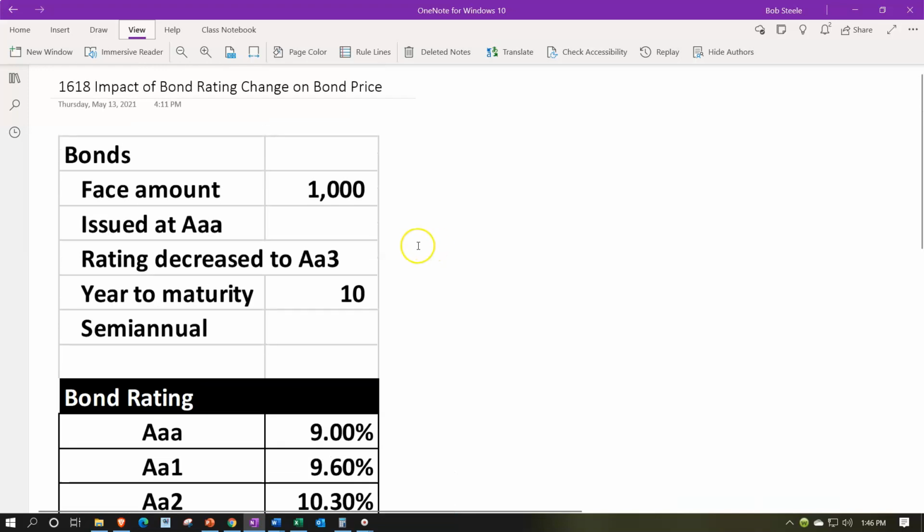So we're going to have the face amount of the bond, 1,000. We're going to say that it was issued at AAA rating, a higher rating, and then there was a rating change to AA3. It was lowered, and you can imagine this being done by a rating agency that's trying to help out the market, give a service to the market by measuring the level of risk in relation to the bonds so that the market can then factor in that risk to their market price. We're going to say the maturity is in 10 years, semi-annual on the bonds.